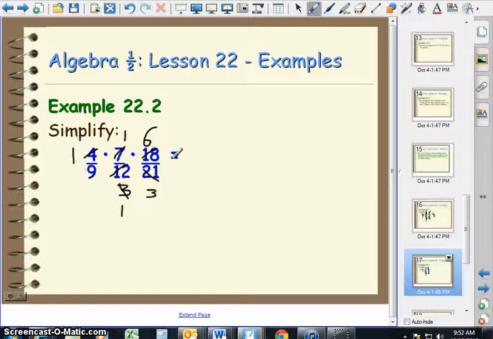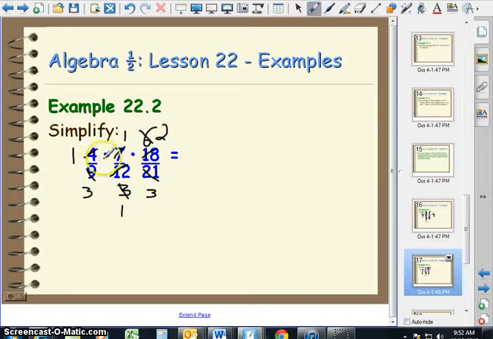Now, let's check and see if there's any other hidden reductions. What about 9 and 6? Are they reducible? Well, they both are multiples of 3. So 9 is going to go to 3. 6 divided by 3 is 2.